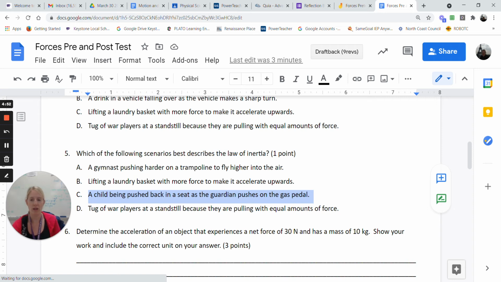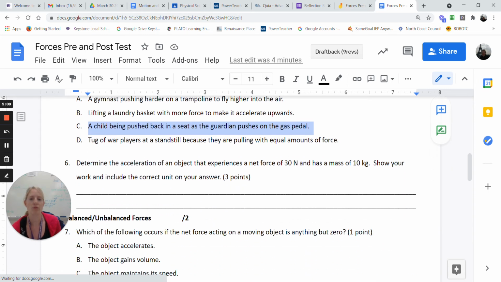Or if we're riding a roller coaster, like Top Thrill Dragster, and the train takes off, we get pushed back in our seat because our body wants to stay at rest. It wants to stay back where it was. So number 5 is C. You get 1 point for that one.